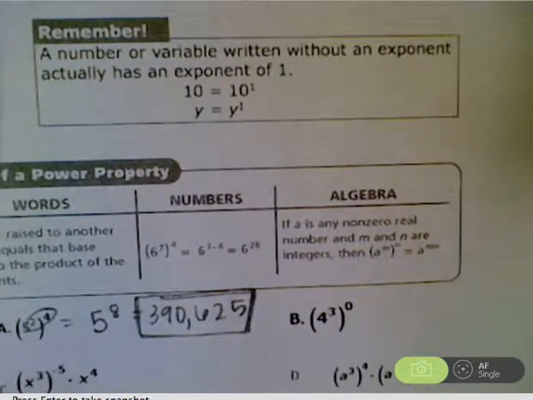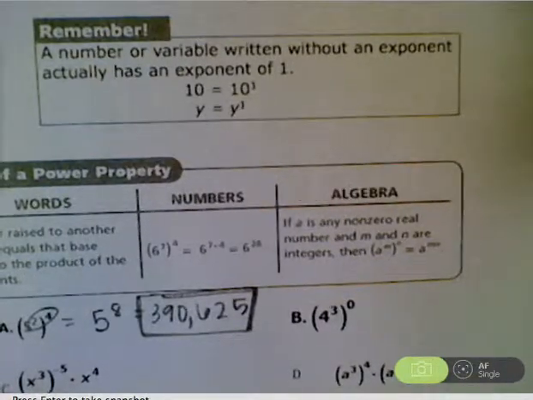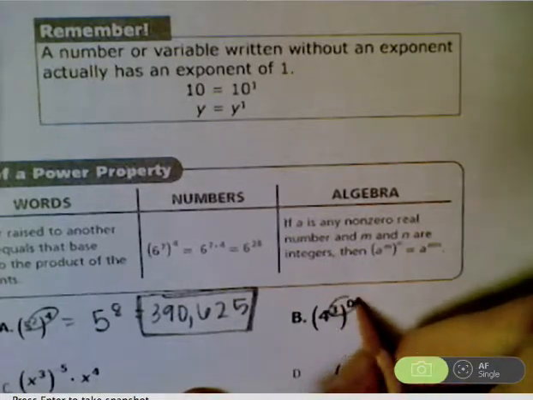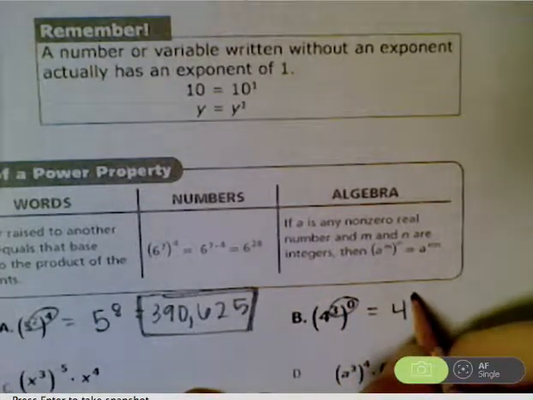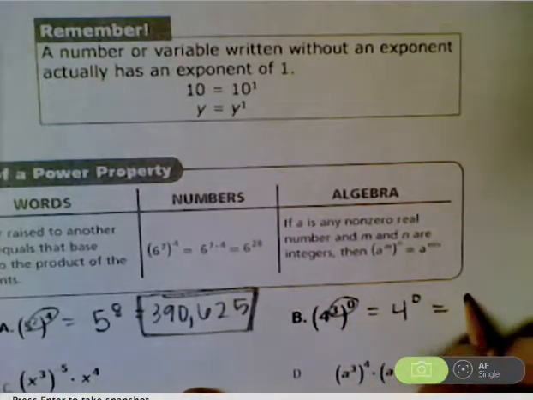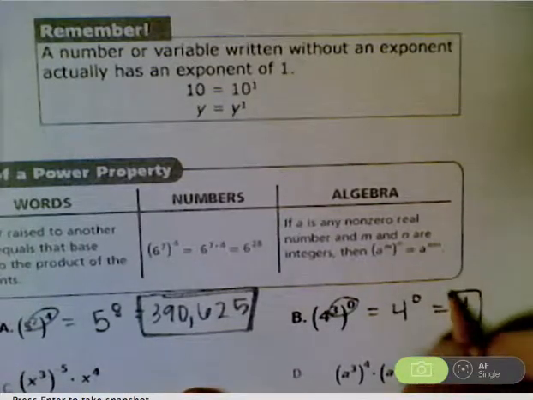Same thing in letter B. We see a double power, 4 to the power of 3, then to the power of 0. So we're going to multiply those exponents together. 3 times 0 is 0. 4 to the power of 0 is 1.